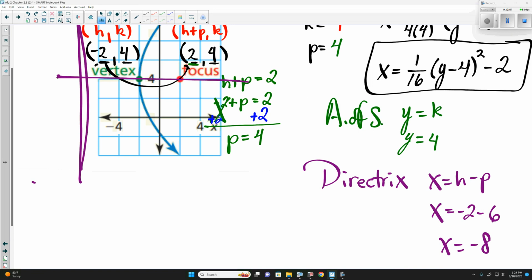Now the axis of symmetry cuts the graph in half, cuts the parabola in half. But because the parabola is opening to the left or right, we can't have x equals for the axis of symmetry anymore. It's got to be y equals. It has to go the other way.